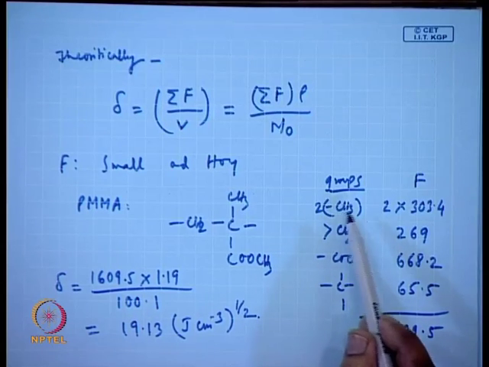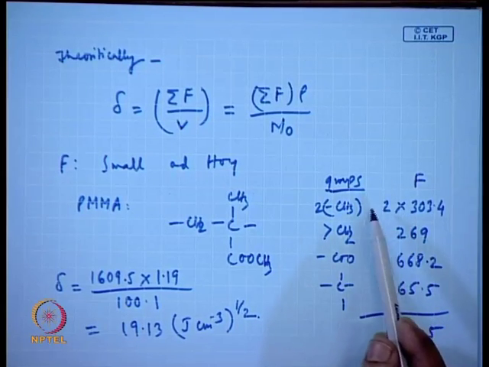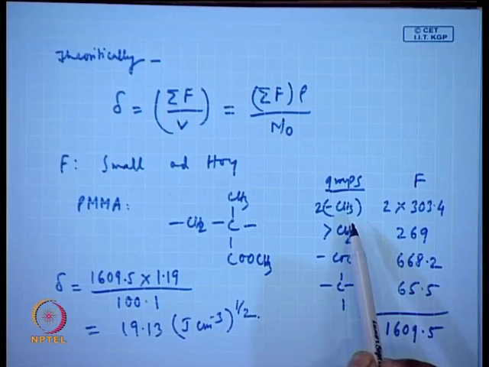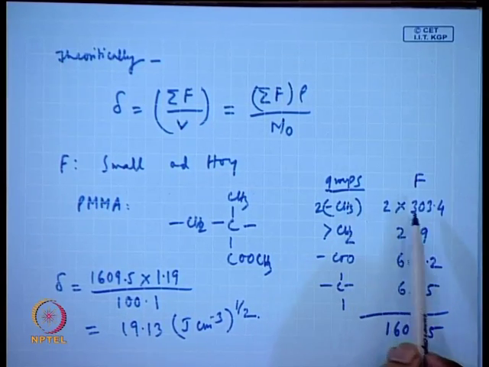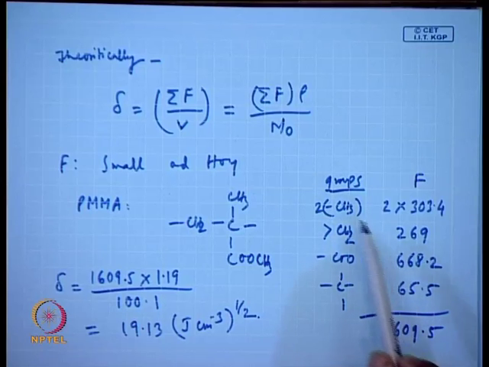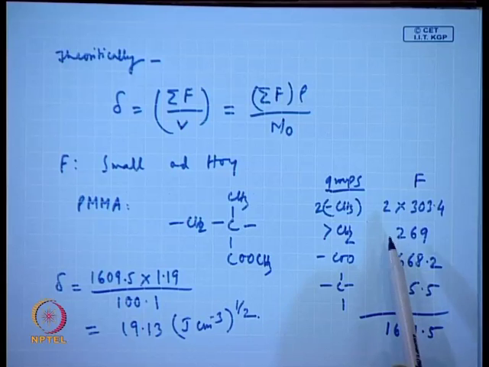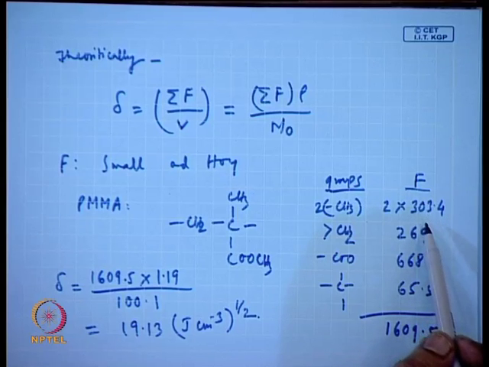And if there are no polar groups but the volume becomes higher, there are more van der Waals forces between them, which also increases the cohesive interaction between the groups. So, this CH3 is higher than CH2, which is higher than the quaternary carbon atom. This is directly related to the volume, the size of the group. As the size increases, the van der Waals attraction increases, so the contribution of these groups increases.